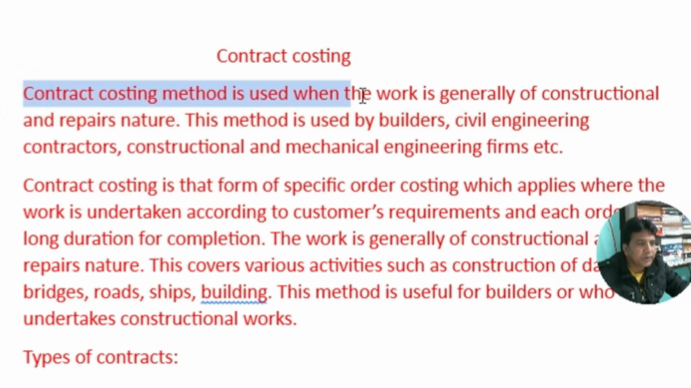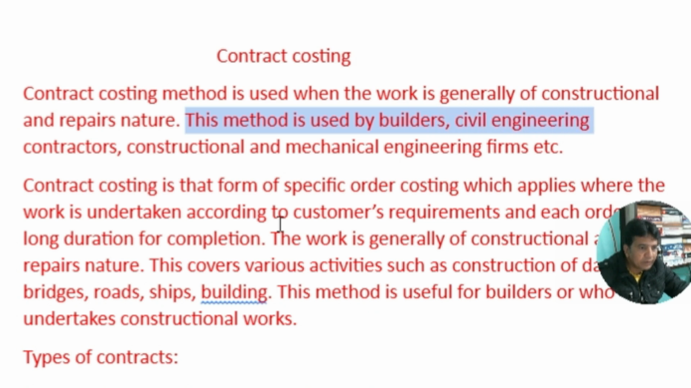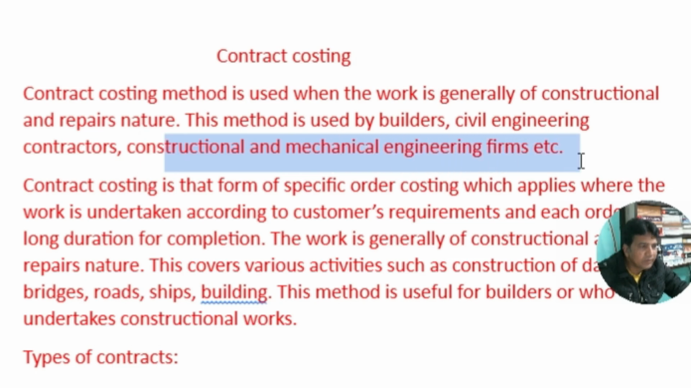The contract costing method is used when the work is generally of a constructional and repairs nature. That is, the construction of a building, construction of a dam, roads, bridges. This method is used by builders, civil engineering contractors, and constructional and mechanical engineering firms.